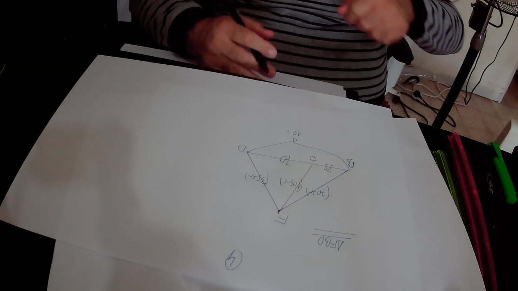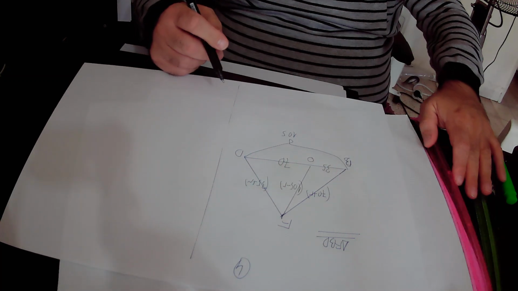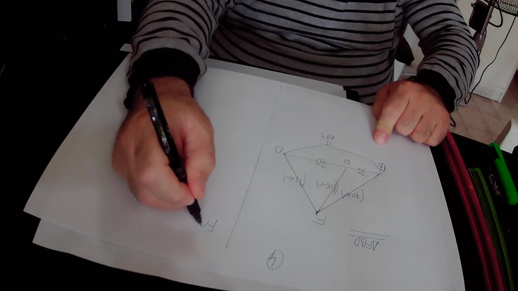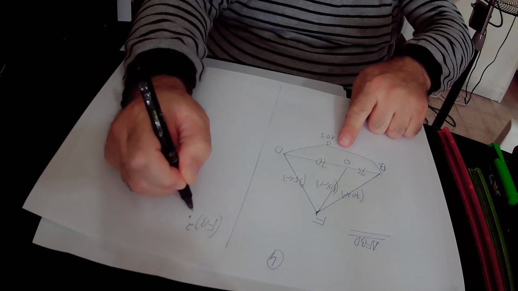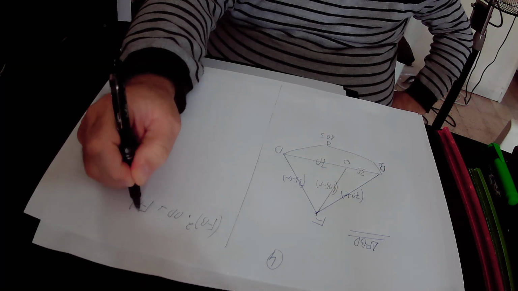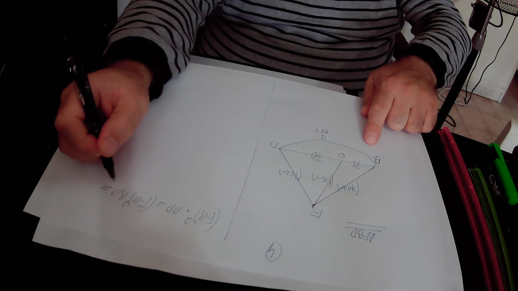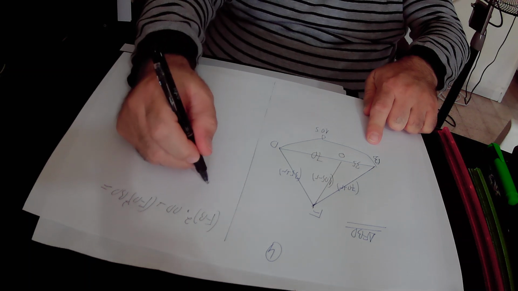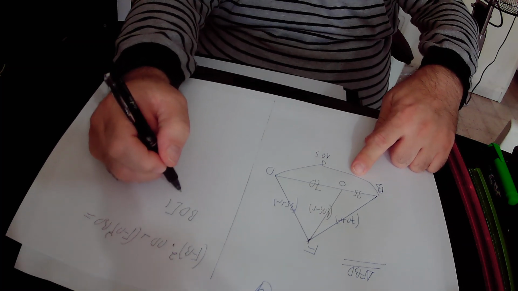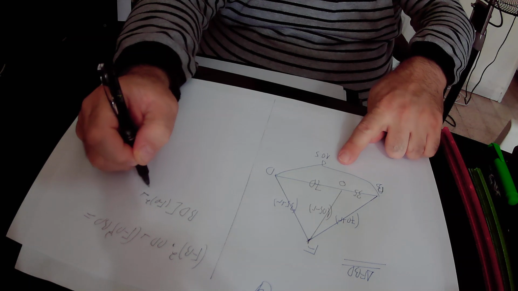So we will implement Stewart's theorem on this triangle FBD. According to Stewart's theorem, FB squared times OD plus FD squared times BO equals BD, and inside the brackets we have FO squared plus BO times OD.